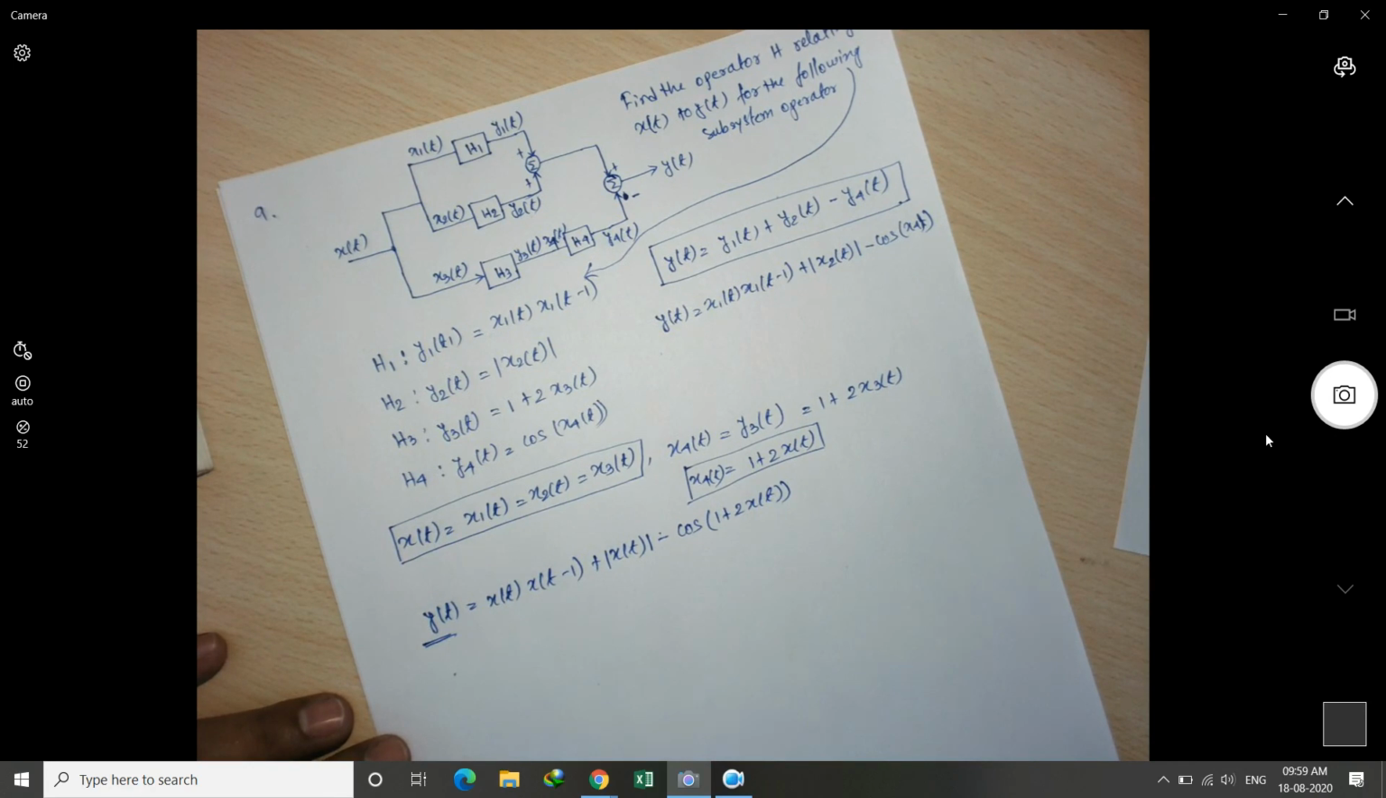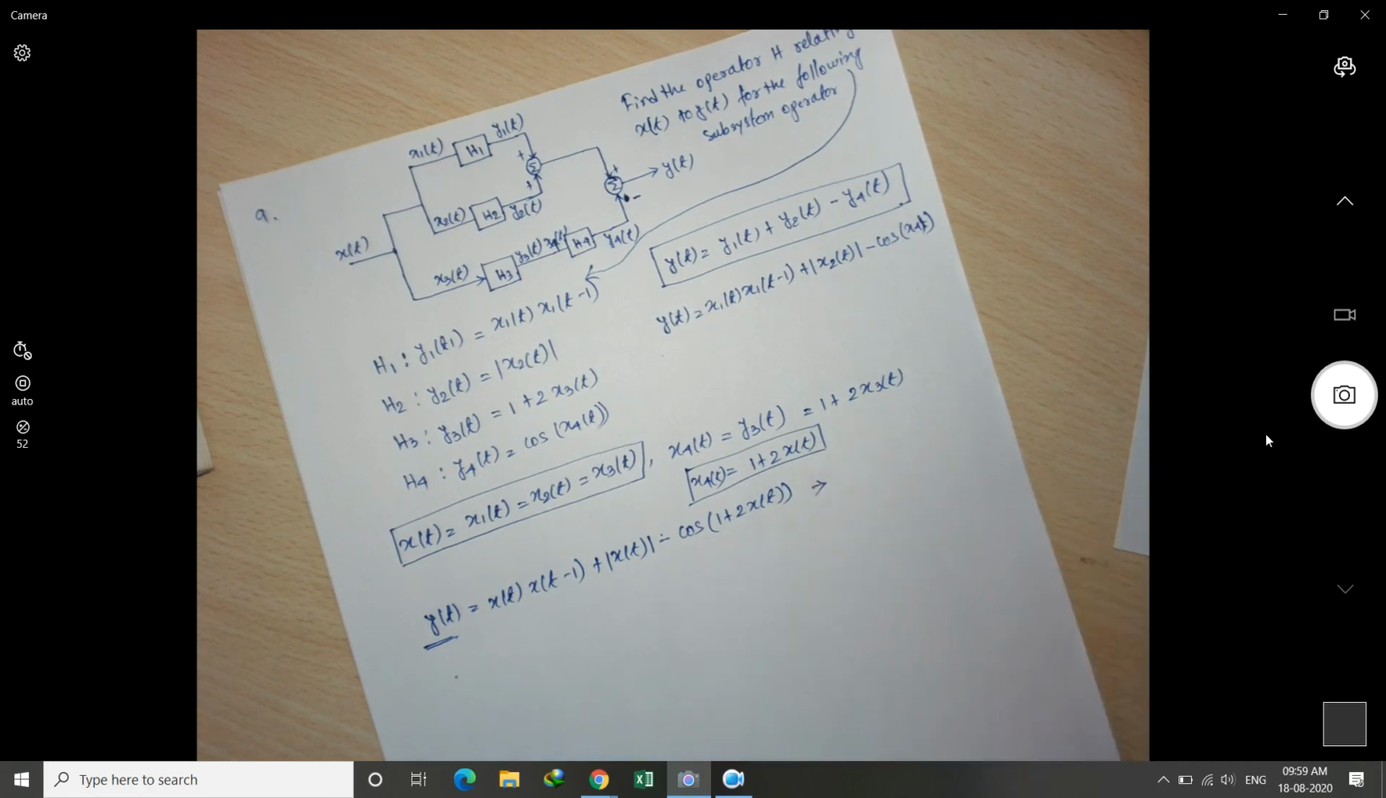According to that, we need to establish the relation between this yt and xt. So this is our desired relation between yt and xt. Very easy. Okay, clear?